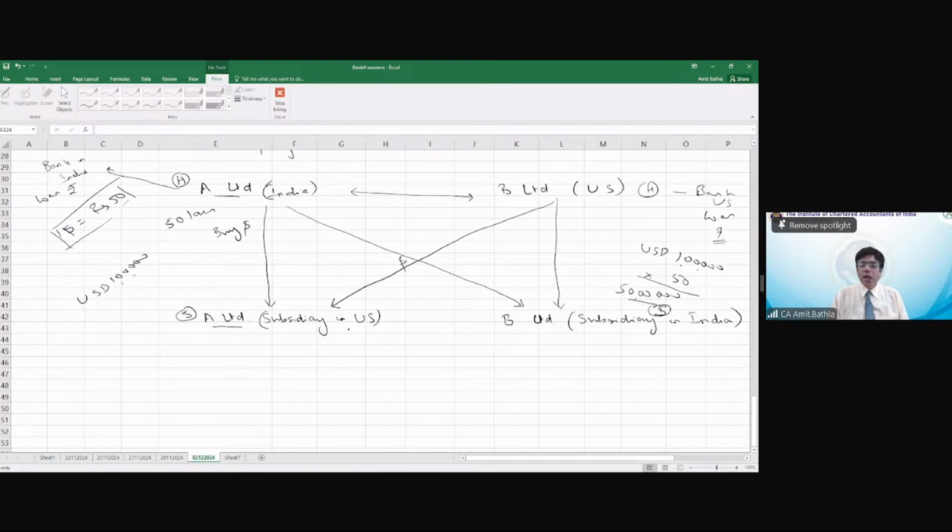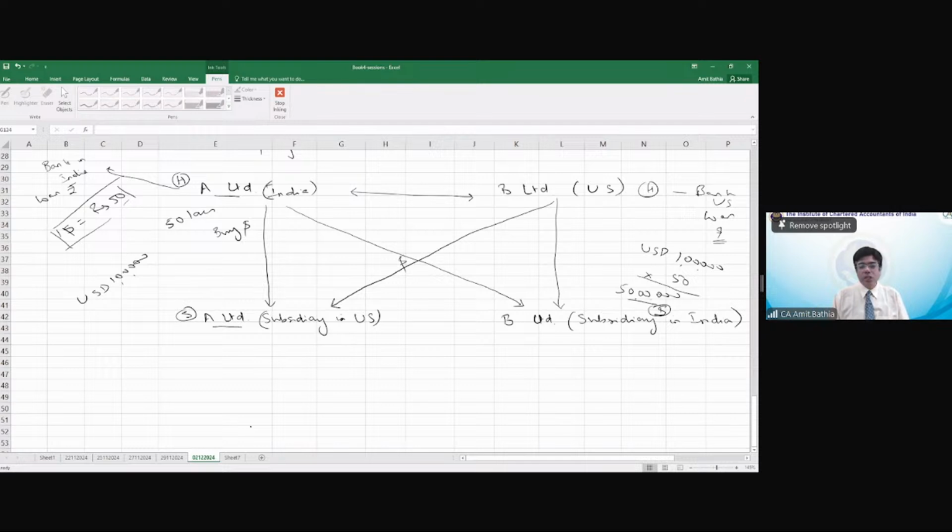So instead of paying that, they have directly done this transaction wherein both of them are able to swap their obligations. They have essentially exchanged loans over here. A Limited has taken a loan and provided the money to B Limited subsidiary, which is in India. They have provided 50 lakh rupees. B Limited in US has provided the same amount to the subsidiary of A Limited in US. Now, the principal has already exchanged hands. You can see both of them have taken the respective loans.